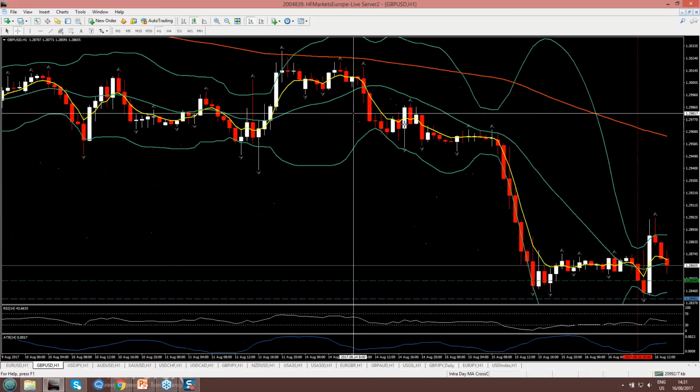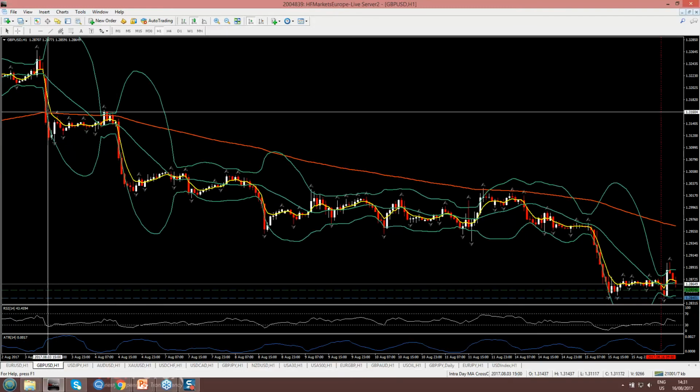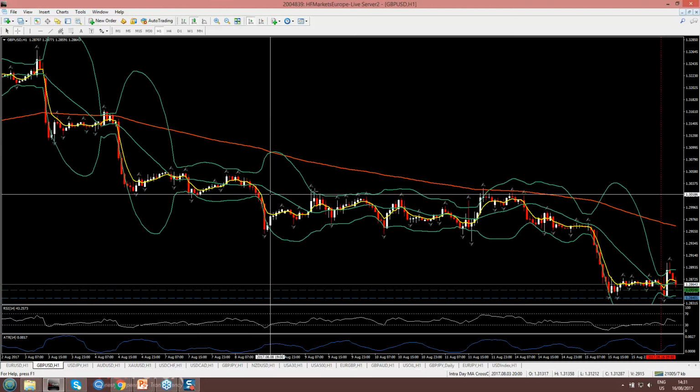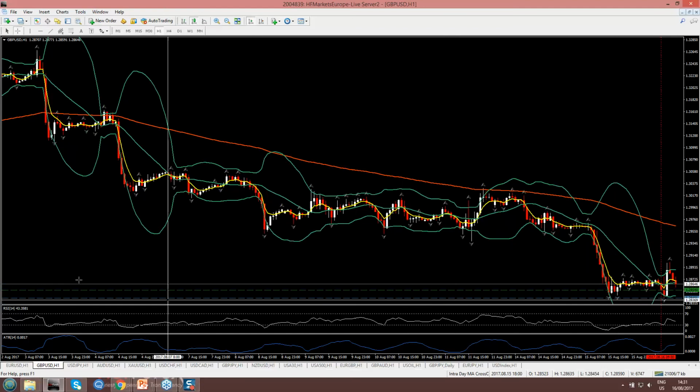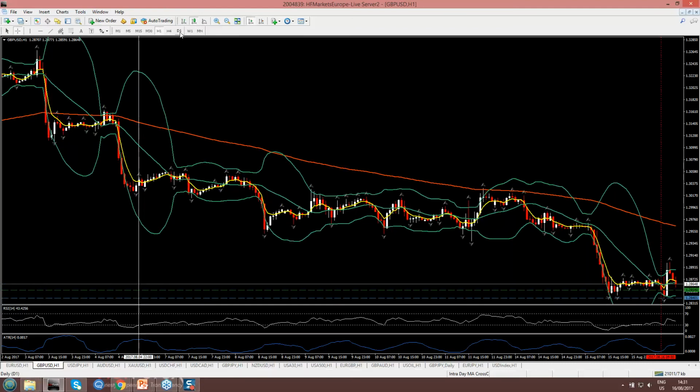On the 1-hour chart, they crossed way before then. Zoom out. The actual cross was way back here. This is the 3rd of August, I should say. So we can't use this on it, but we're definitely short. We're going down, going down. Down, down, down.